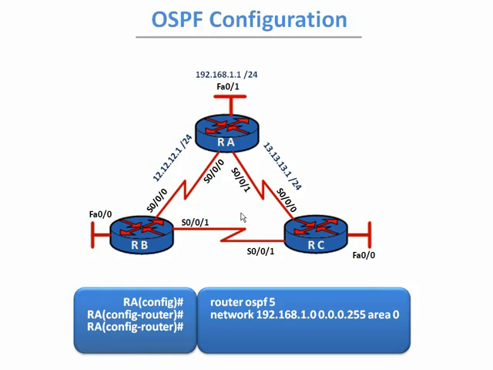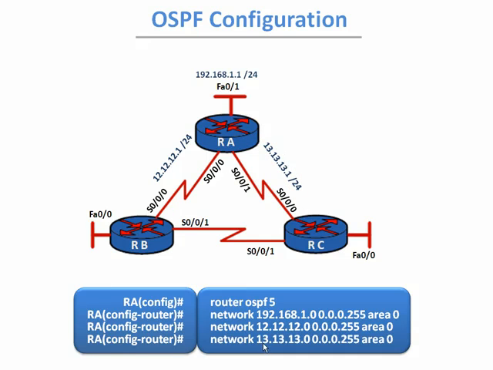Second, we want to enable OSPF on the interface 0/0/0, and based on the IP address of that interface, I have to type the command network 12.12.12.0, wildcard mask 0.0.0.255, and then area 0. And the last interface I want to enable OSPF on is 0/0/1, and based on its IP address, I have to type the command network 13.13.13.0, 0.0.0.255, and then area 0.